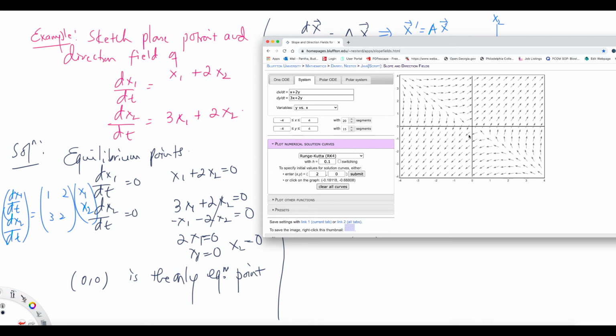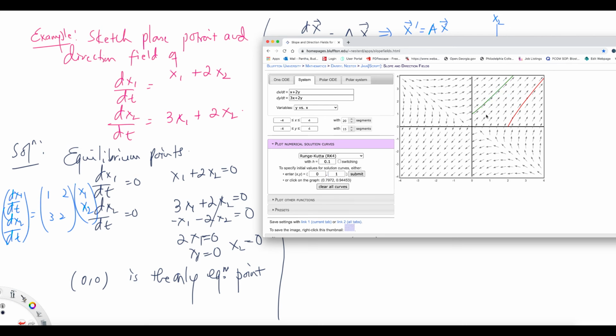Now, how do I know the solution curve? For example, if your initial value is, let's say, 2 comma 0, then how would that look? The solution curve will look like this. If your initial value is, let's say, 0 comma 1, then what would that solution look like? The solution will look like that.